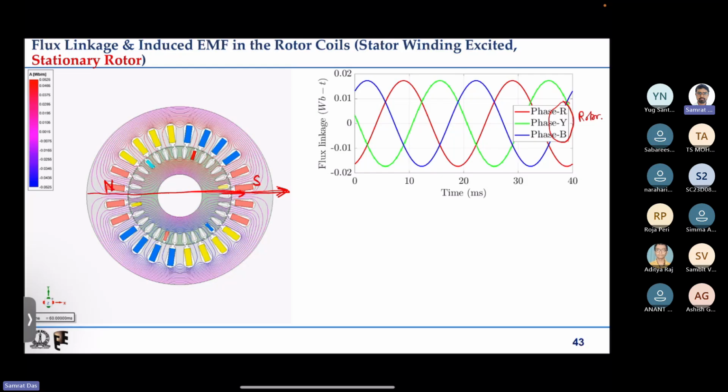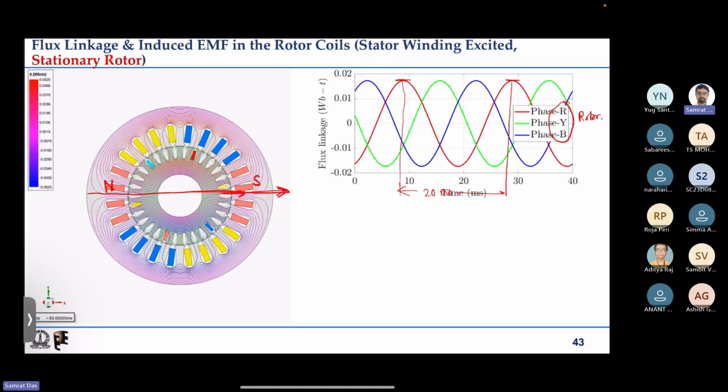If I plot the flux linkage versus time, the flux that is linking these coils with time, then the R phase coil flux linkage is a sinusoid like this. The second phase is a sinusoid, the B phase is a sinusoid as shown in the blue curve, and the yellow phase as shown in the green curve. Now if this is the flux linkage, what is the frequency? You can see one peak to another peak is roughly 20 milliseconds. So that corresponds to 50 hertz.